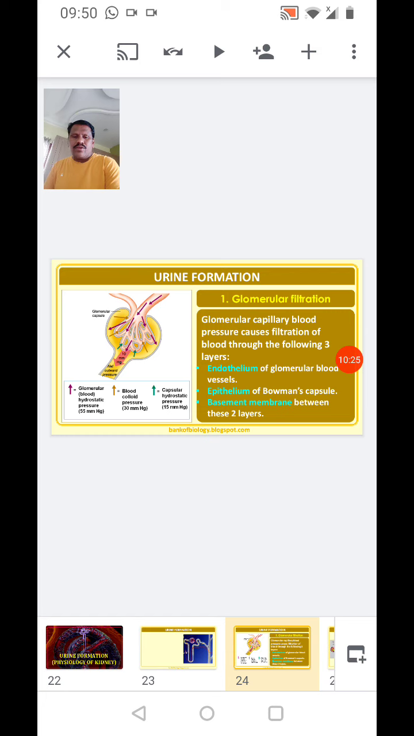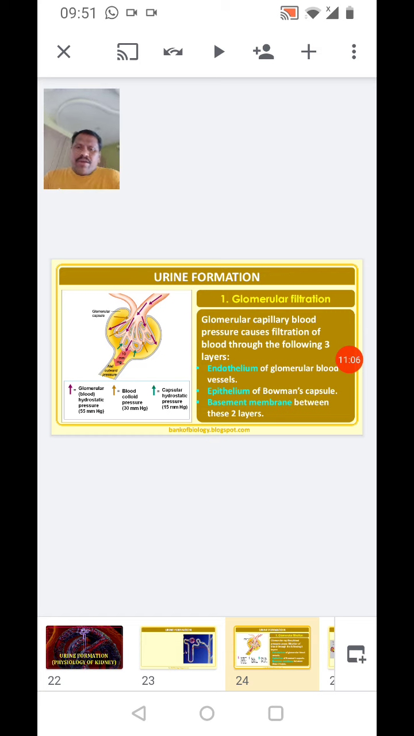Here I would like to tell you one thing. Both kidneys on average filter 1100 to 1200 ml of blood per minute. Understood? 1100 to 1200 ml of blood is filtered by the kidneys per minute. That means one-fifth of the total blood is filtered by the kidneys in a minute.